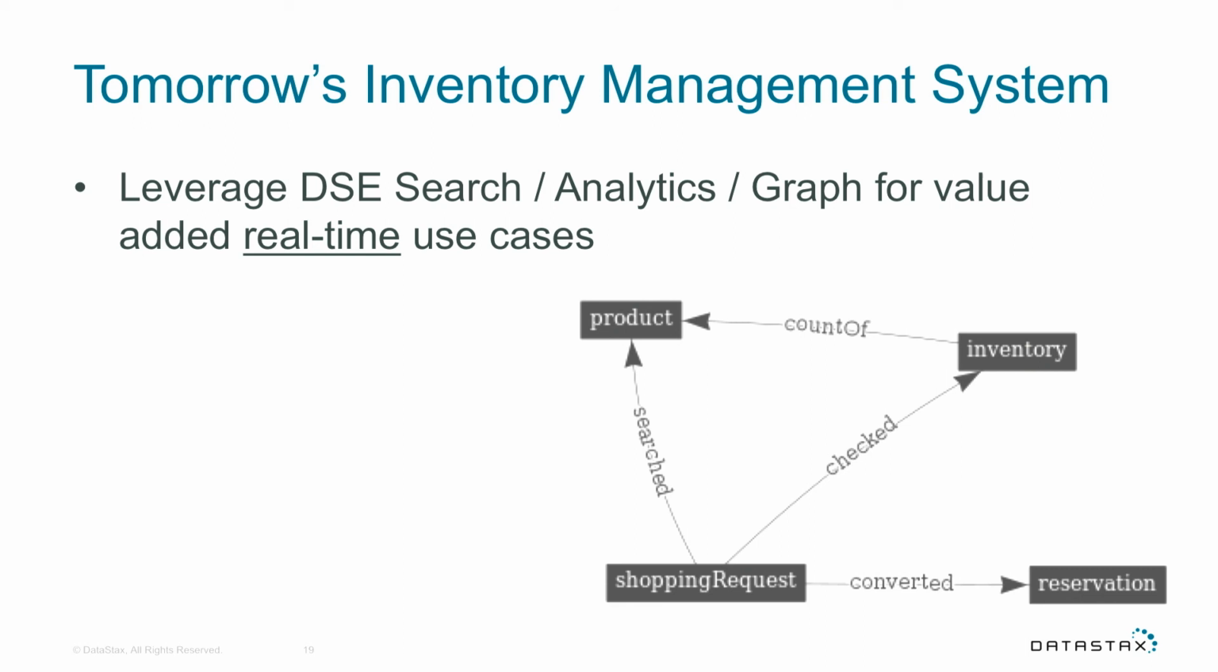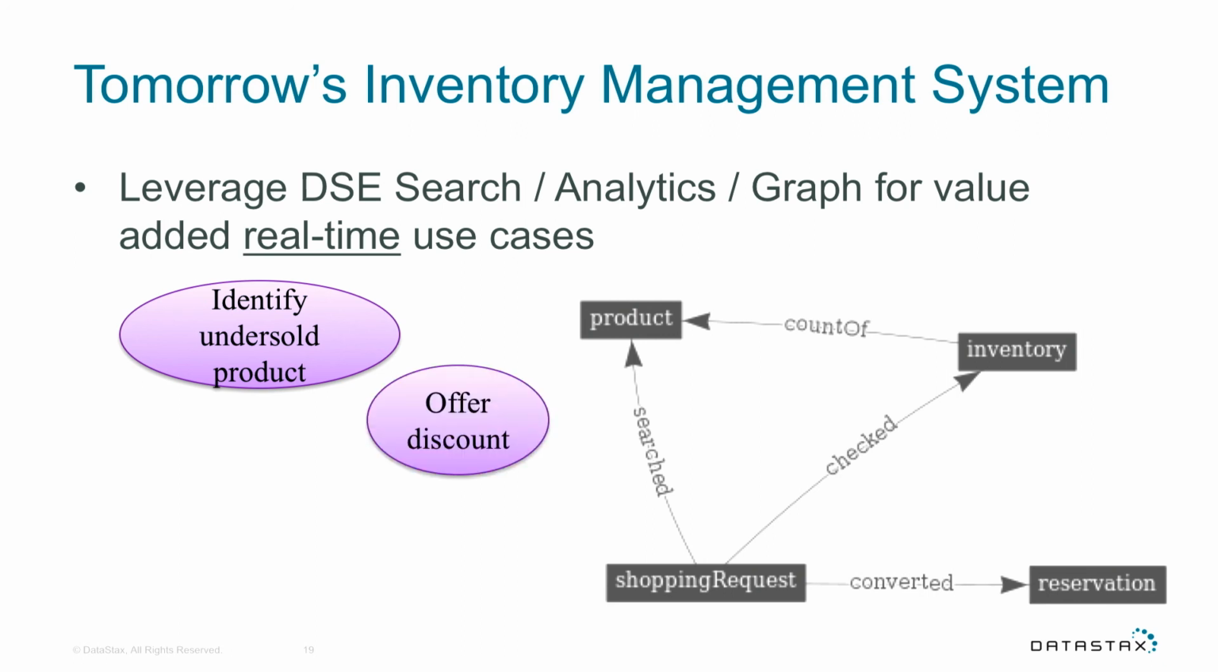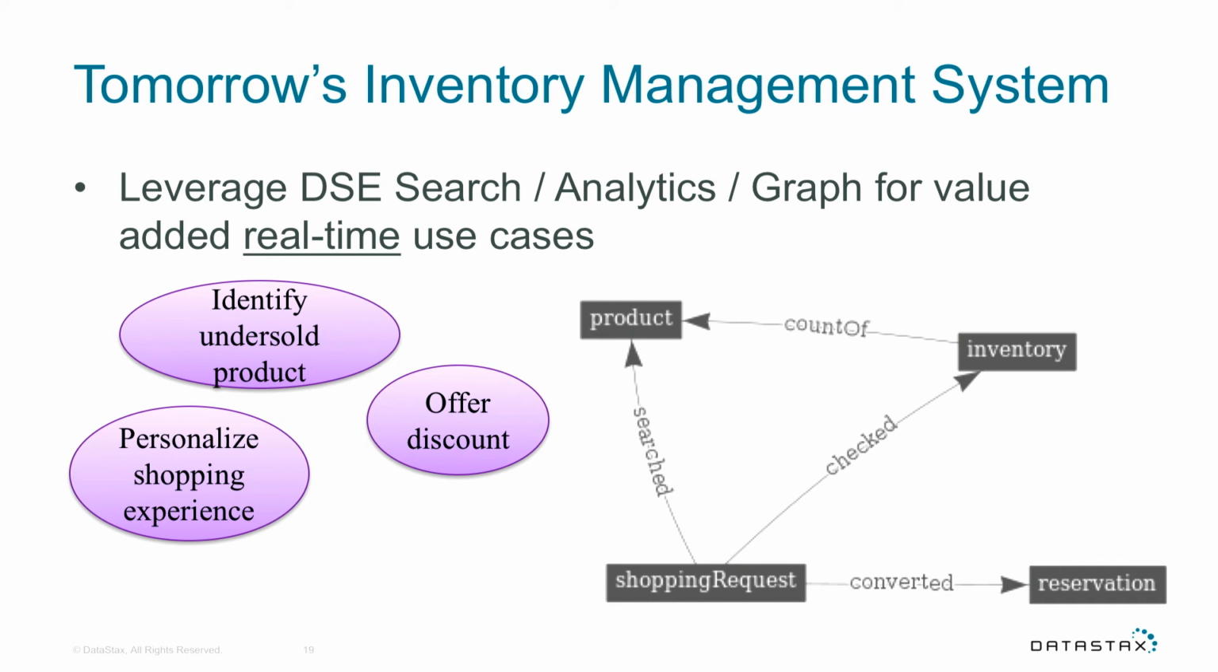For example, using DSE analytics with Spark, we can dynamically identify inventory that's undersold and offer discounts to customers. Using DSE Graph, we can use relationships between people and the products they consume to help personalize shopping experiences and recommend additional products. And we can do this in real time without having to do an ETL to an external system for more analysis.